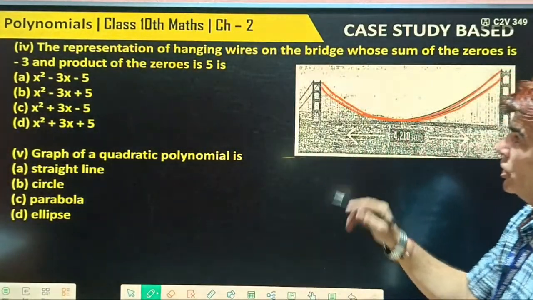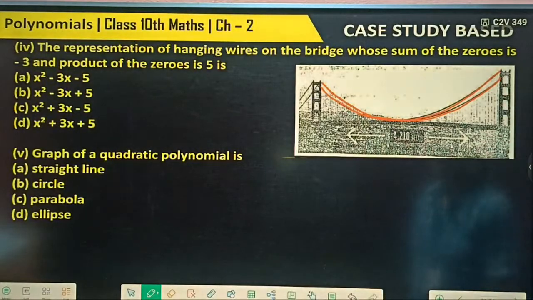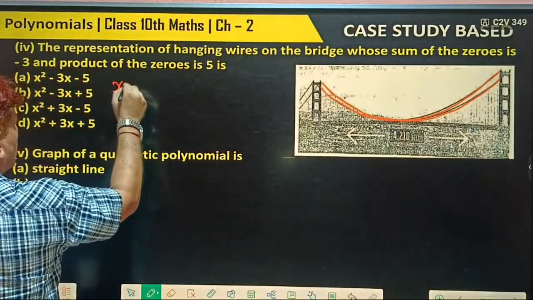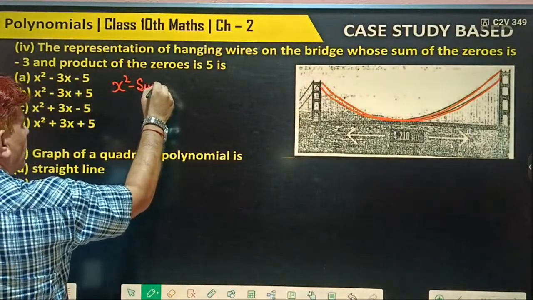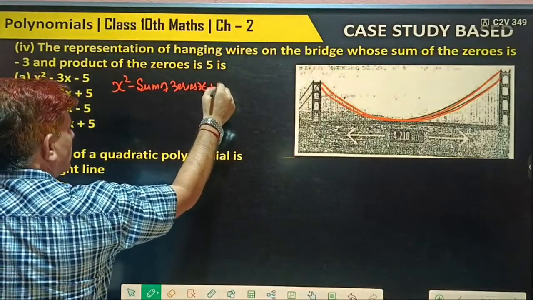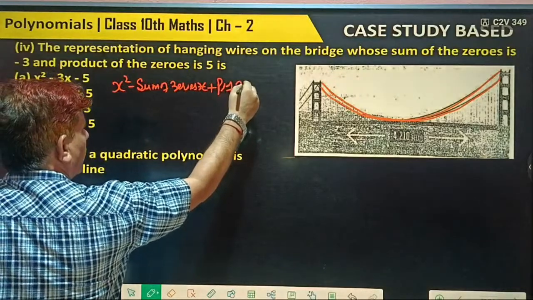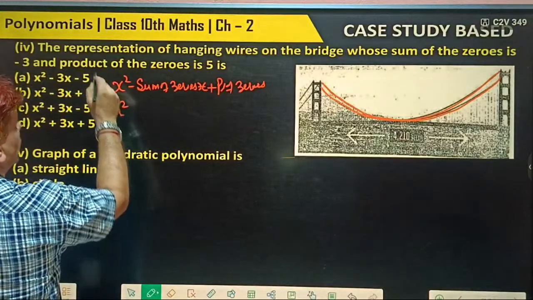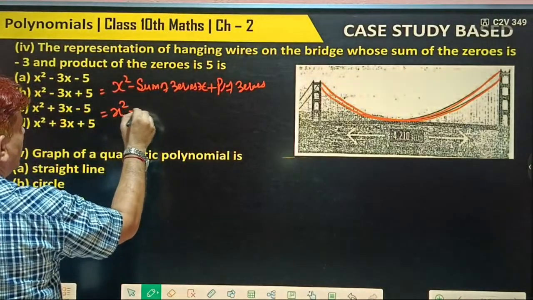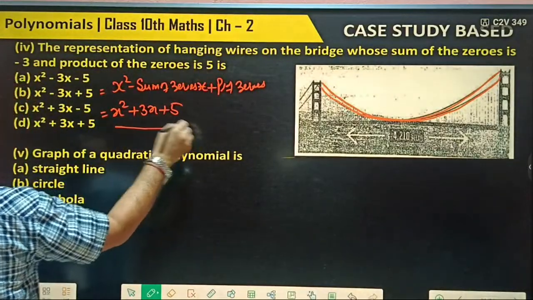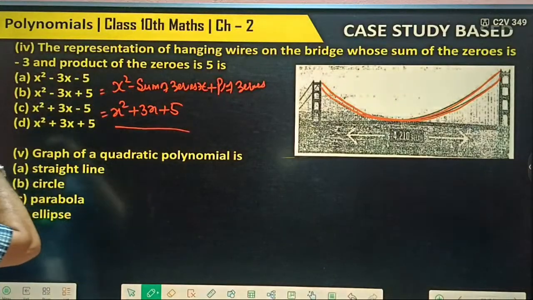The representation of the hanging wire on the bridge has a sum of the zeros of 3 and a product of the zeros of 5. So all things are given, and we have to find the equation. This formula we know: x square minus sum of zeros into x plus product of zeros. So x square minus 3x plus 5. So which option is this? The last one.